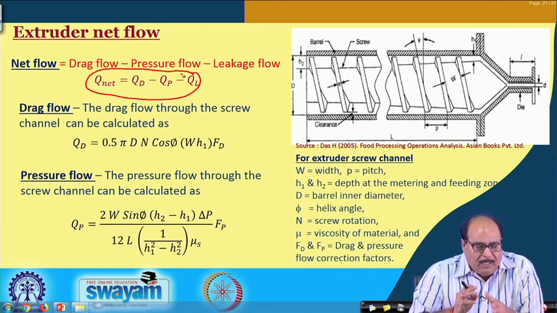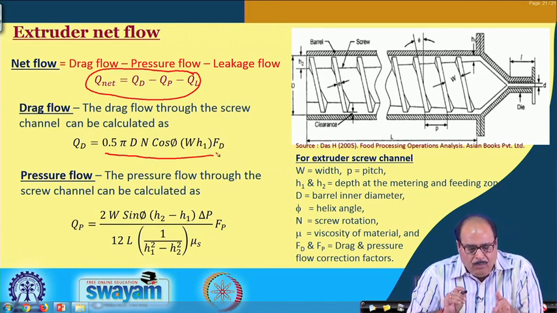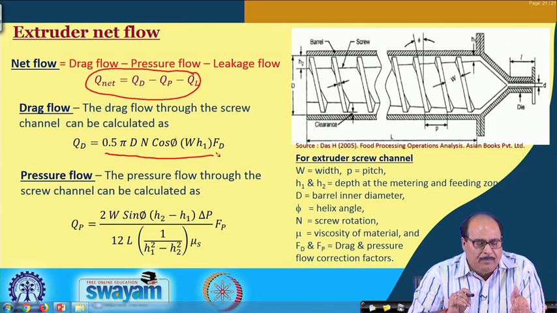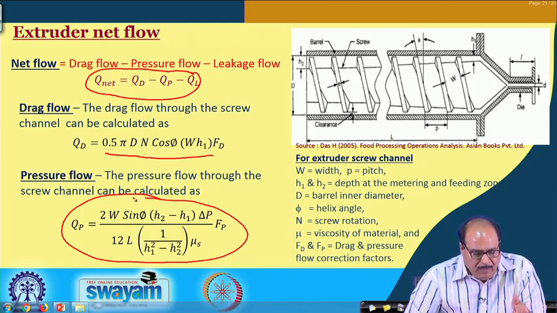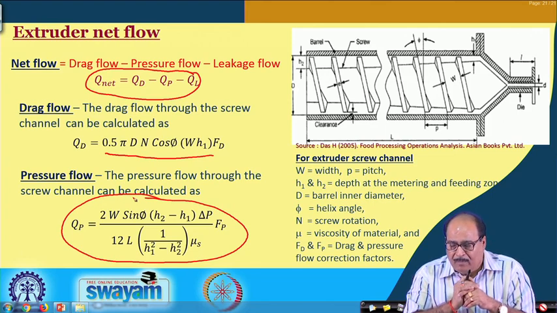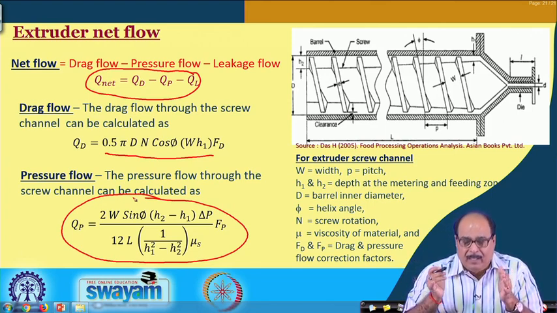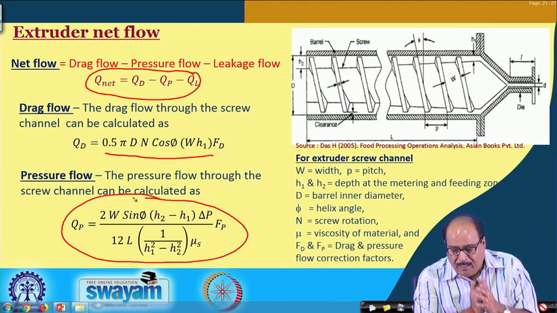There are equations provided. The drag flow through the screw channel can be calculated: Q D is equal to 0.5 pi d n cos phi w h 1 f d. Pressure flow can be calculated using this equation: Q p is equal to 2 w sin phi (h 2 minus h 1) delta p divided by 12 (l 1 by h 1 square minus h 2 square) mu s multiplied by f p, where w is width, p is pitch, h 1 and h 2 are the depth at the metering and feeding zones, d is the barrel inner diameter, phi is the helix angle, n is the screw rotation, mu is the viscosity of the material, and f d and f p are drag and pressure flow correction factors.